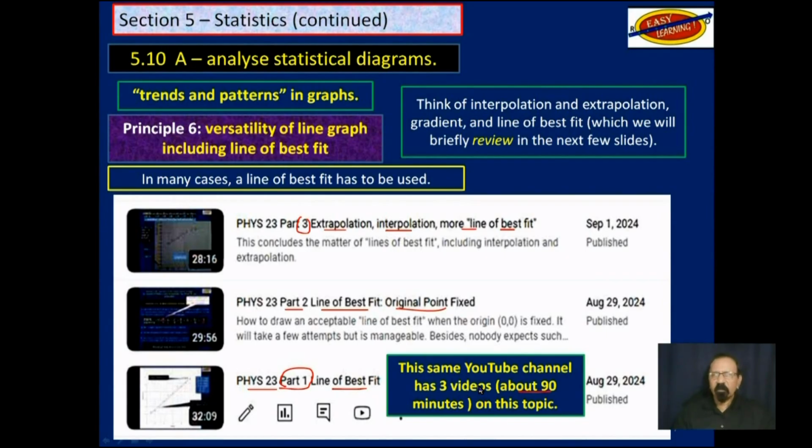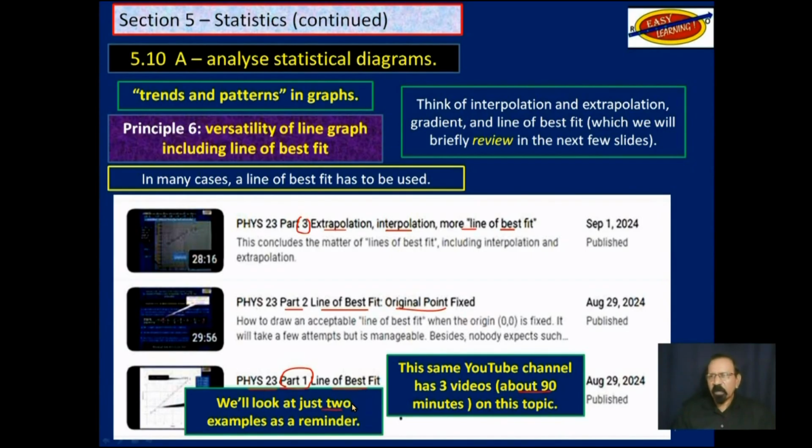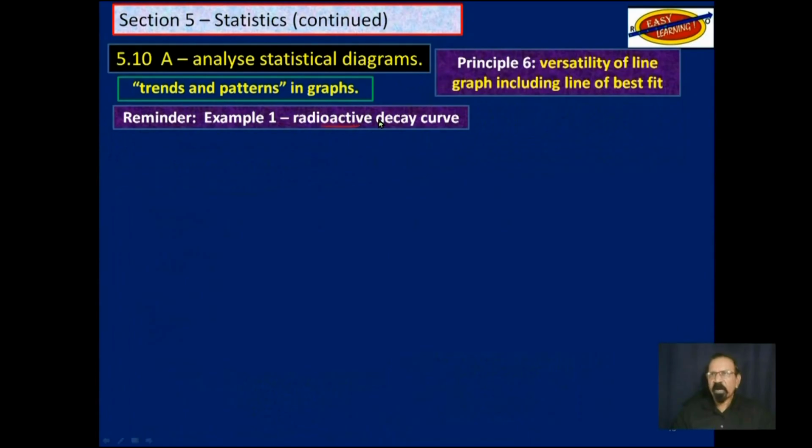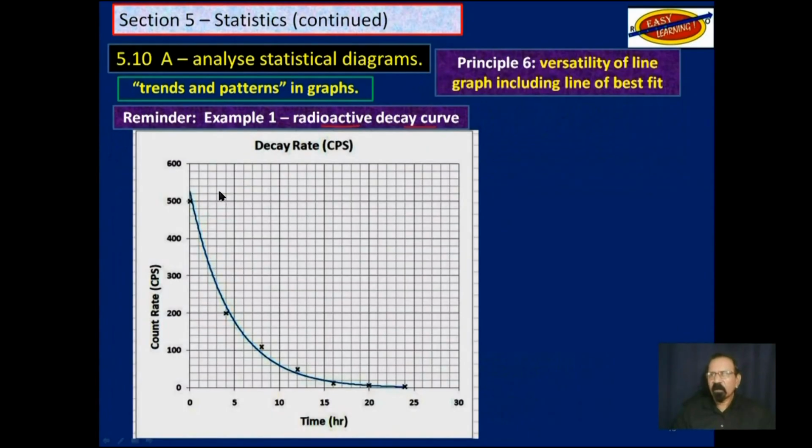And it doesn't matter if you are not doing physics. The principles are the same in whatever field you are studying. We will just look at 2 examples as a reminder of what was covered in those videos. This was one, a radioactive decay curve. It looks like this. It is a smooth curve, but notice we missed some points here and there. So we try to get a smooth curve among those points.